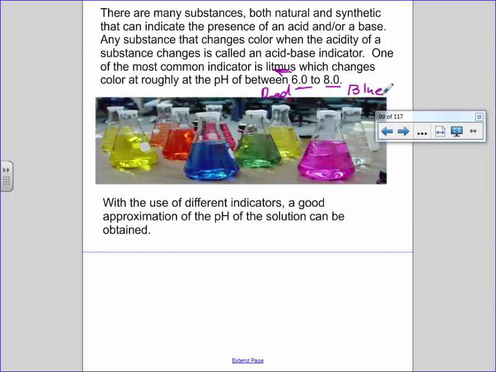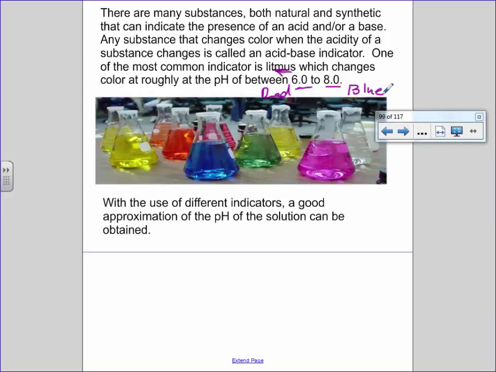What they basically do is they change color depending on the type of solution you use them with. Litmus, for whatever reason, is the one thing that's not written on this page, so I've actually got it in our notes here. Litmus changes color between a pH of 6.0 and 8.0. So if you have a solution that has a low pH, like say 5.3, 1.7, something below 6, litmus turns red. If you have a solution that is above 8, litmus turns blue.